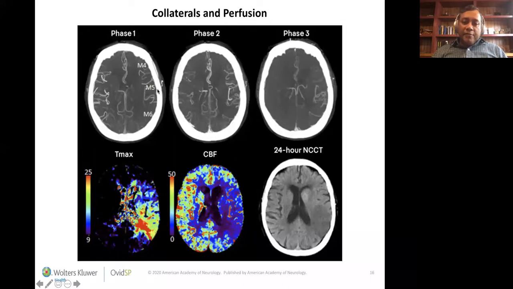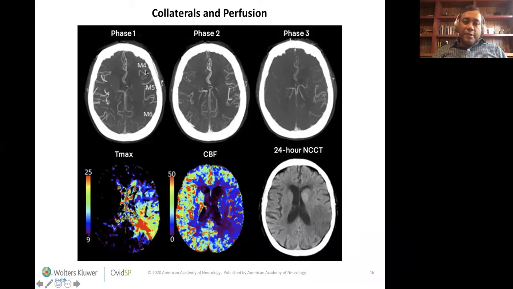But now you look at M5 region compared to the other side, vessels fill in. They fill in really well in the second phase, and then there's some delayed washout. This is penumbral region ischemia. You can see that on perfusion. And when the artery opened up, some of the brain died, but some of the brain was preserved.